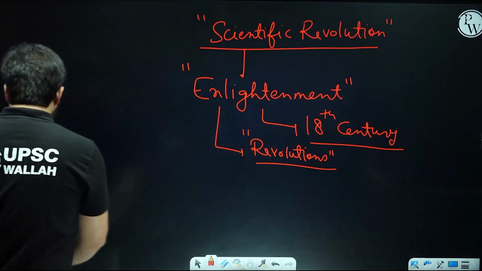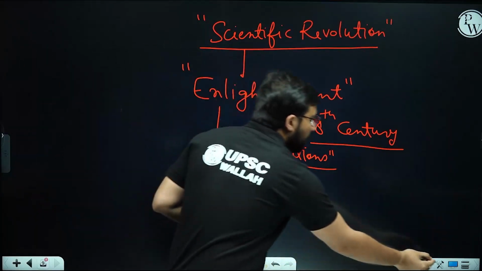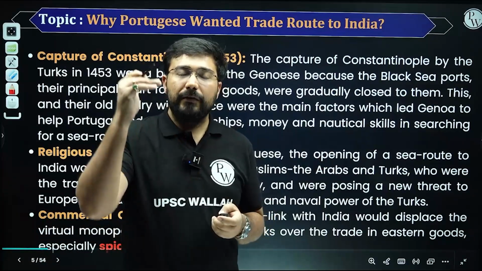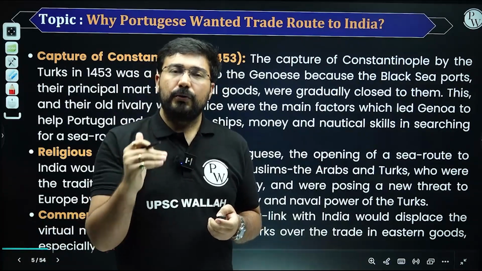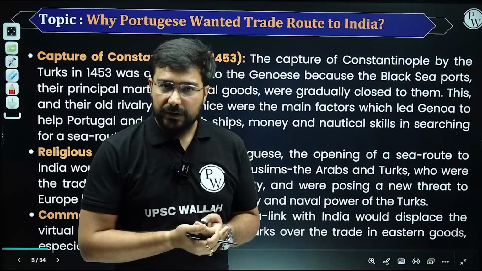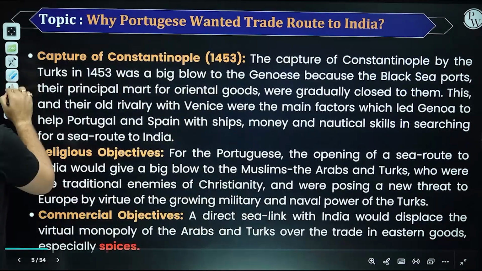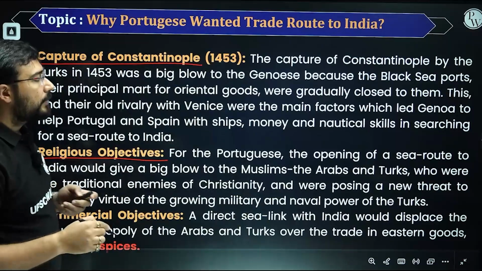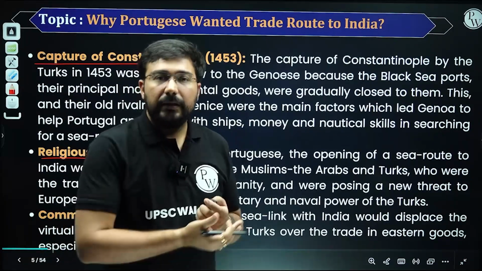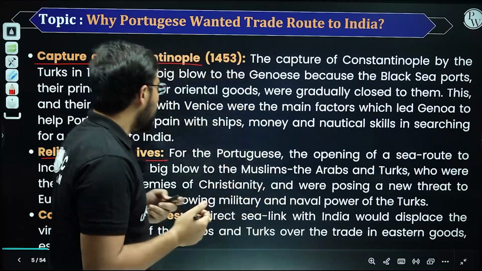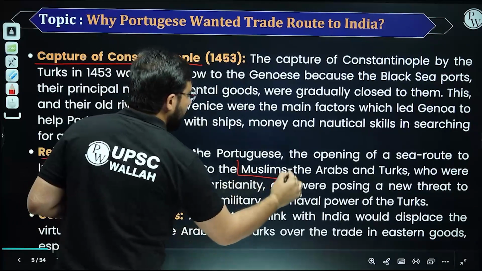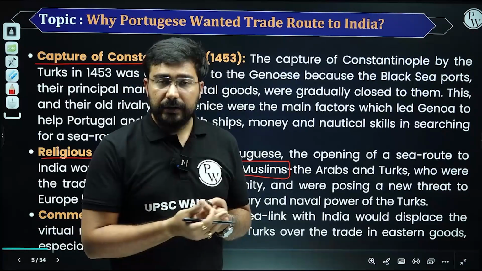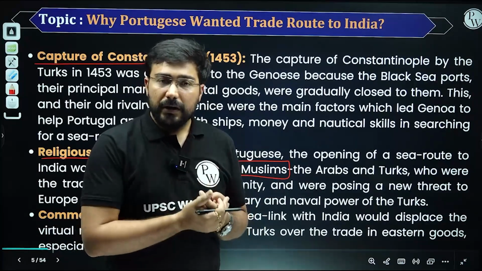Now, let us go back and try to understand the topic. So, broadly, why did Europeans come to India? We will divide factors into political, economic, social, religious, and technological, right? The political factor, the most important, which we have discussed, is the capture of Constantinople. Religious objectives are also there, because they were trying to increase their influence over other areas. Plus, they also wanted to reduce the influence of Islam. So this was one of the objectives, because Islam was rising at this point of time.